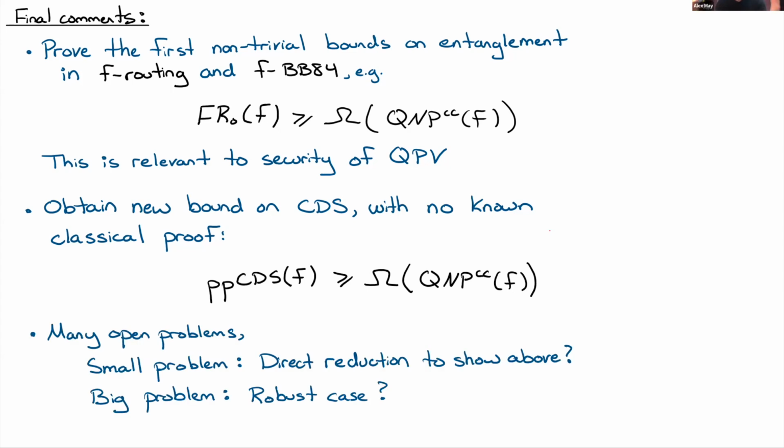And then finally, there are lots of open problems here, ranging from small ones to big ones. A bigger problem is, as I kept mentioning, to address the robust case. And I think that's a really important open problem, both for CDS and for QPV. The way forward is not clear, but well, that's why I've listed it under big problems.